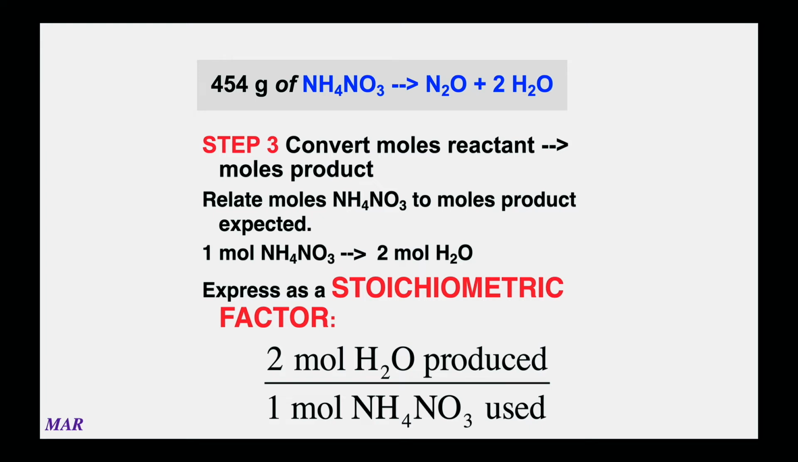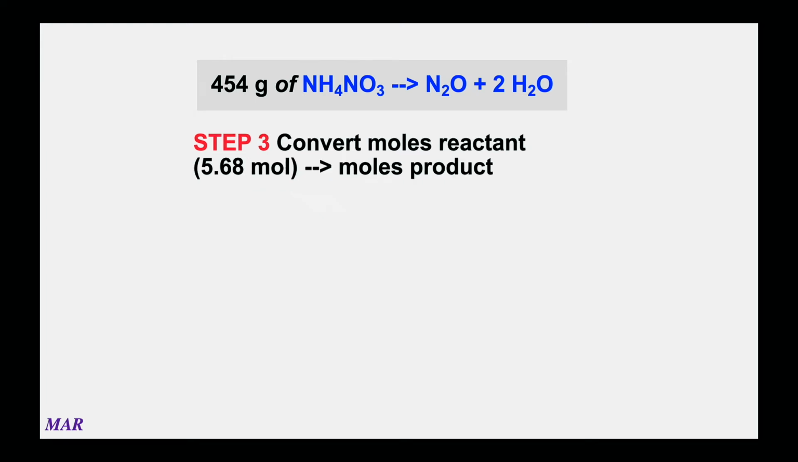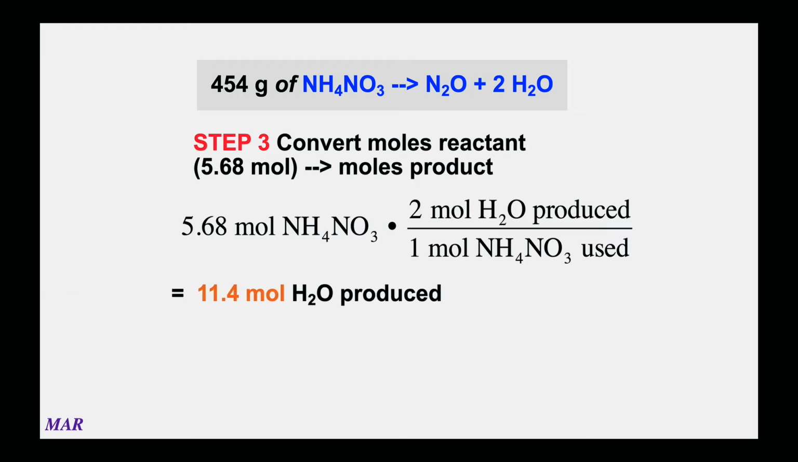Now, once you have the factor, then you can just take that 5.68 moles and multiply it. Because remember, it's 5.68 moles ammonium nitrate. You can see how the moles of ammonium nitrate cancel, and you'll have then just moles of water. So 5.68 times 2 to 3 significant figures, 11.4 moles of water are produced.